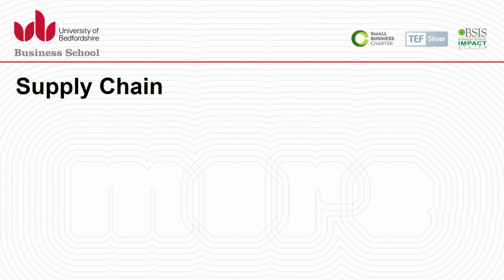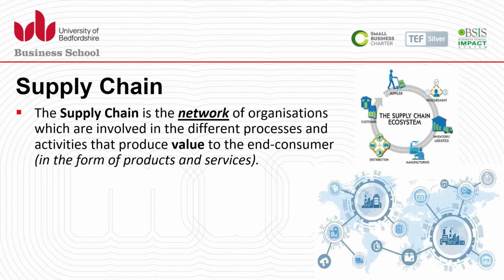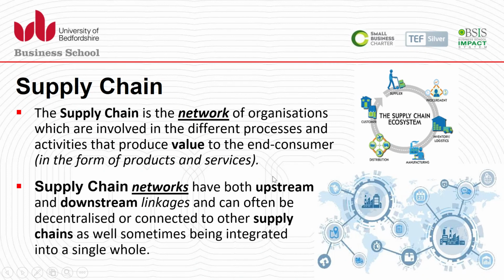So to see quickly how supply chain basically works, we know that the supply chain is the network of organizations, suppliers, or different stakeholders which are involved in different phases and activities that produce value to the end users in the form of products and services. It is equally important to see that the supply chain network has both upstream as well as downstream linkages, and can often be decentralized or connected to other supply chains as well, sometimes being integrated into a single whole part of the supply chain system.